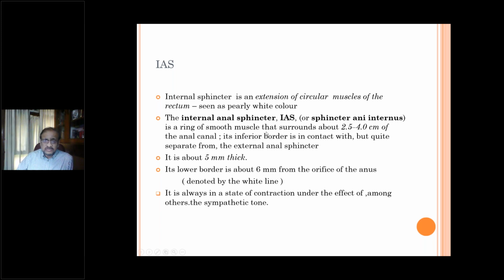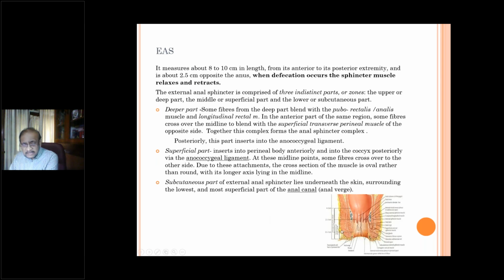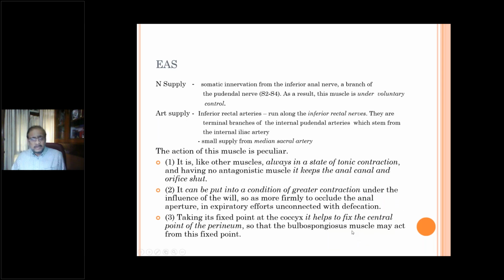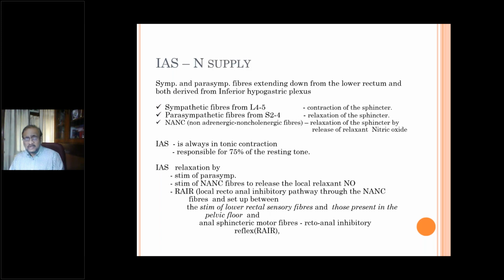It surrounds 2.5 to 4 centimeters of the anal canal, right? Okay, now, 5 millimeter thick, that is the thickness. So it is covering 2.5 to 4 centimeters, 5 millimeter thick, and the lower border is lying about 6 millimeters from the margin of the orifice of the lumen, and it's always in a state of contraction. Remember that. It is the tonic contractor of the anal canal, always keeping it in tonic contraction.